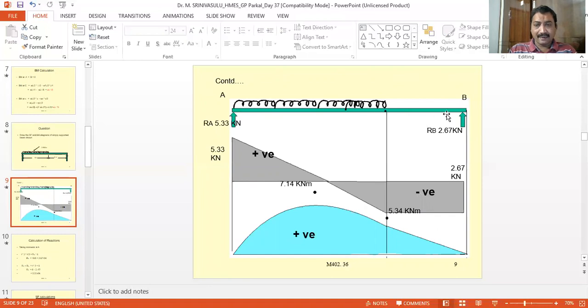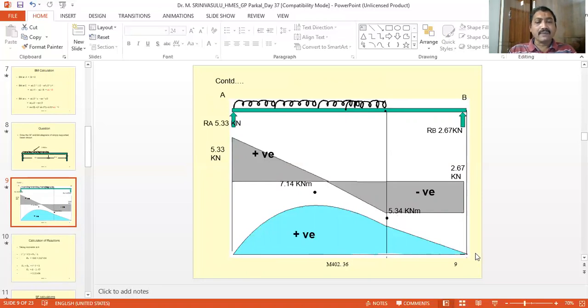Now this is the loading diagram. Then you have to draw the vertical lines from the ends and also from this point. This is the point C, which is nothing but the ending point of the UDL from the left support. Now we'll draw a horizontal line. This is the zero line for the SFD, that is the shear force diagram, and this is the zero line for the bending moment diagram.